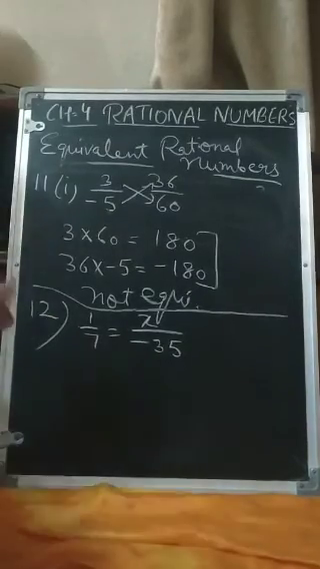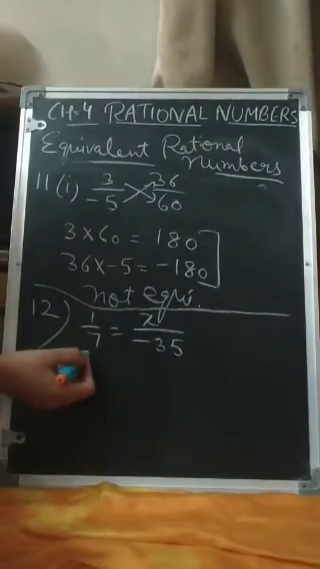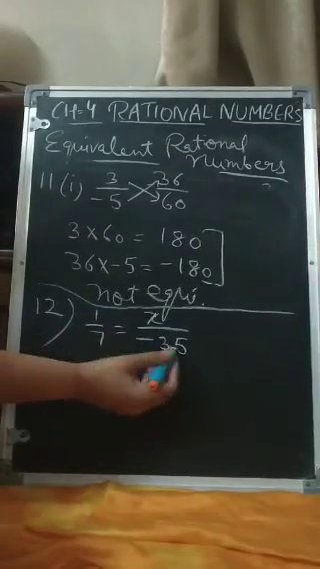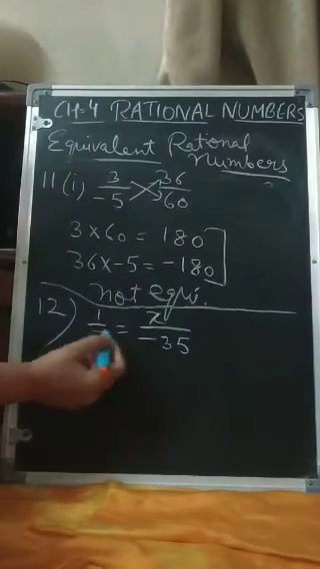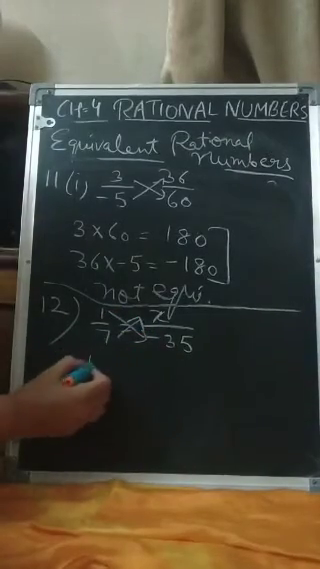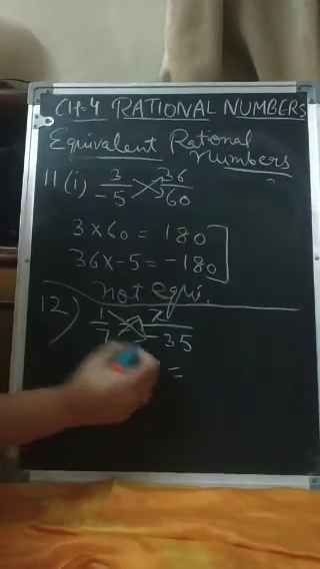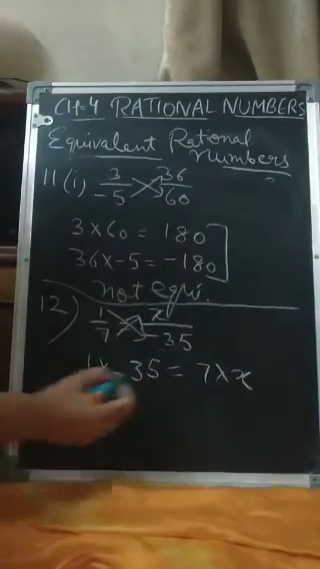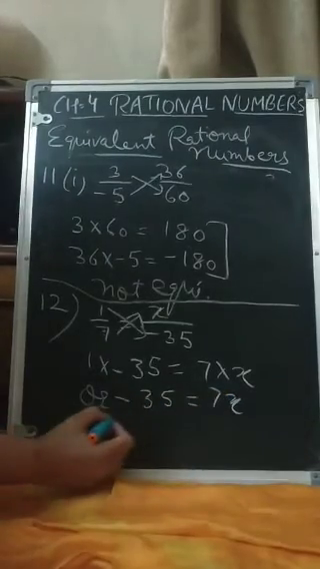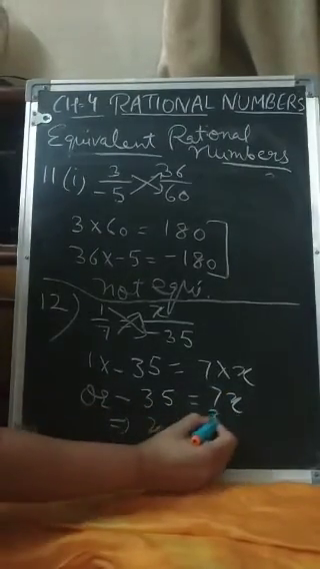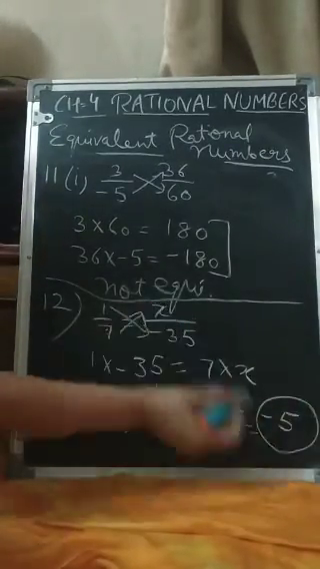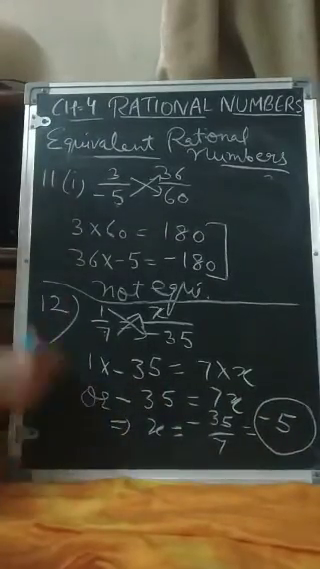Now exercise 4A, 12th question. Here we have to find the value of x. It is very clear that both fractions are equivalent. This sign means these are equal. That means the cross product of this and this will be equal. So we will multiply 1 with minus 35 and 7 with x. We can write minus 35 is equal to 7x, or x is equal to minus 35 over 7, which is minus 5, and the answer for x is minus 5. Like this you can complete this question also.